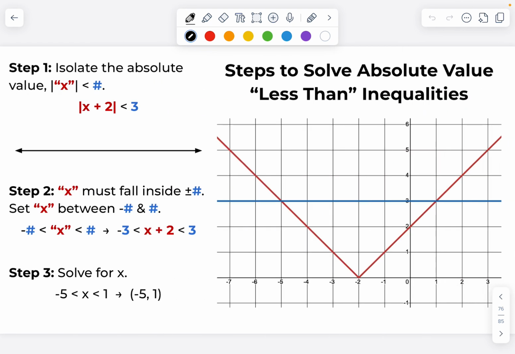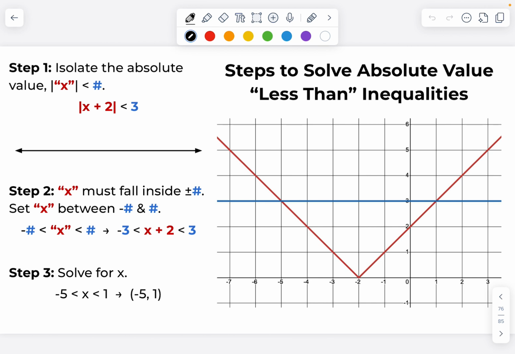So we have two different types of inequalities. We have less than and we have greater than. So we're going to first look at less than, okay? And I've got some steps for you and I've got a graph to talk you through why this process works the way it does. So we're first going to look at less than inequalities.